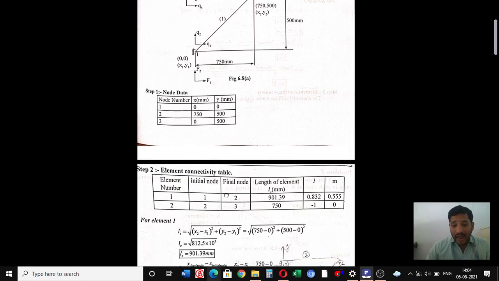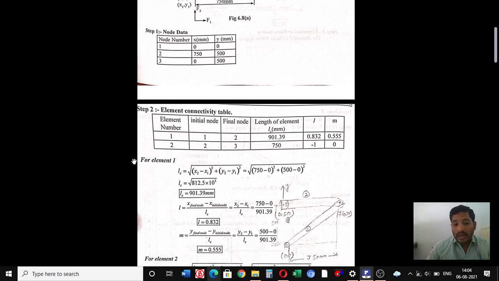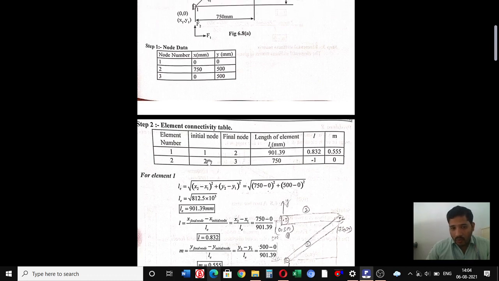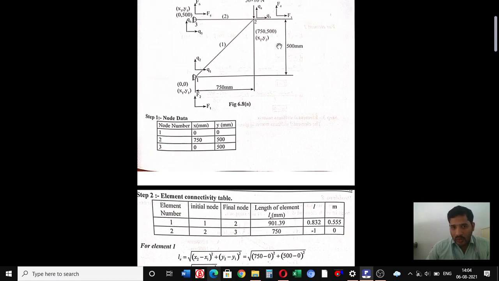Clear here? After that, I told you the length of the element we need to find out, as well as the values of L and M. How to find them? Because we have the formula. For element number 1, L is equal to the square root of (x2 minus x1) whole square plus (y2 minus y1) whole square. Here, x2 minus x1 is 750 minus 0, whole square, plus y2 minus y1. What is y2? 500. What is y1? 0. So 500 minus 0 whole square.